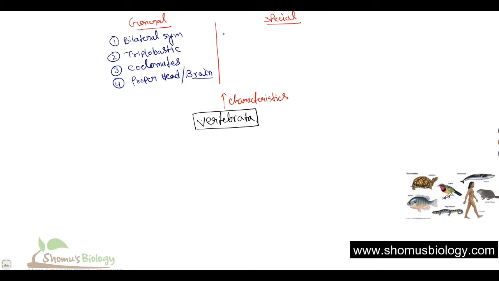The special characteristics somehow now in this case are different. The special characteristics here go like, the very first thing is the presence of notochord, the presence of notochord in the embryo stage, in the embryonic stage. This is very important. This is huge. This is what keeps vertebrates separated from the invertebrates, right?